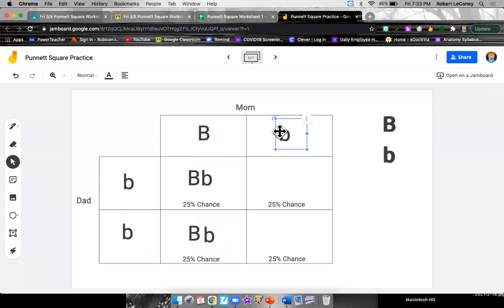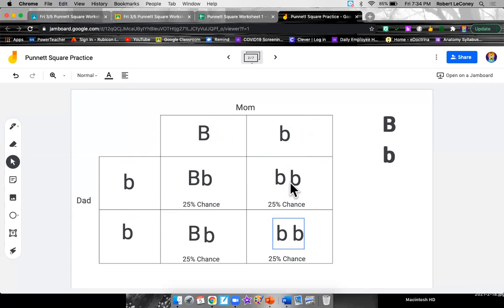And then straight down, mom passes on the little b. And then straight across, dad passes on this little b. And then straight down again. And then straight across. Now, big B, little b. Big B's dominant, big B wins. That's brown eyes. Same thing here. So 25 and 25, 50% chance the kid will have brown eyes.